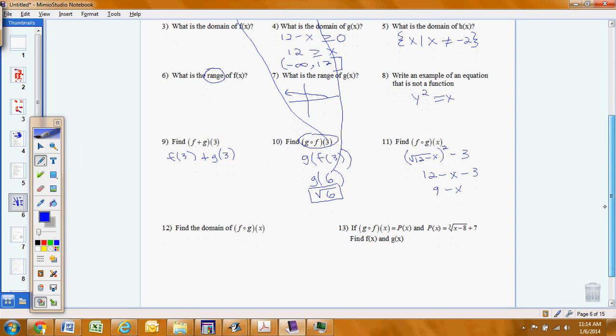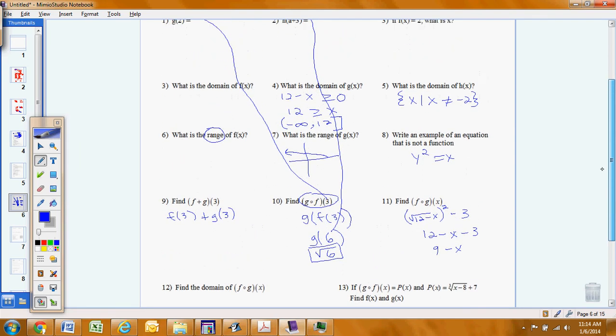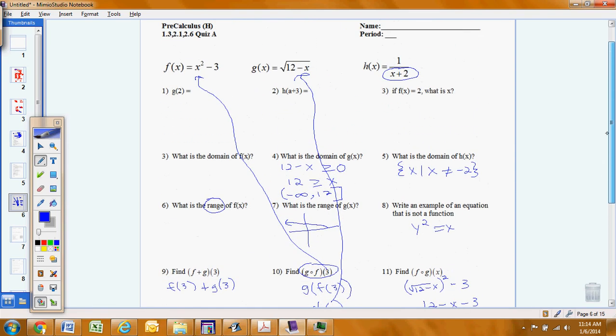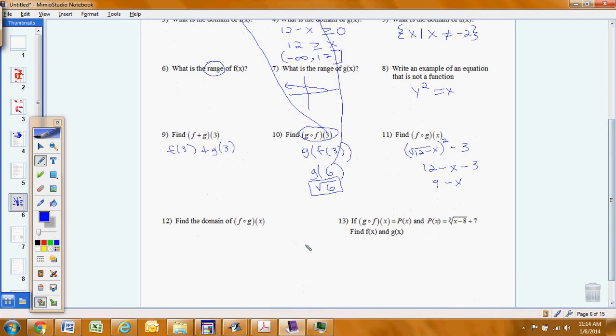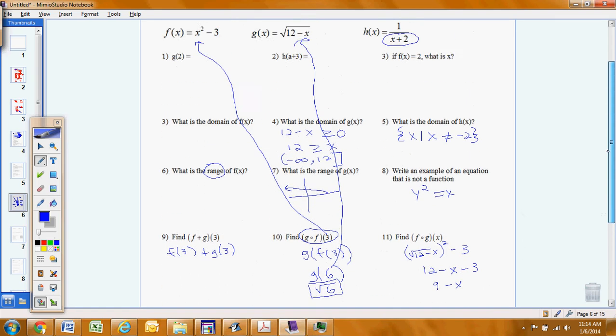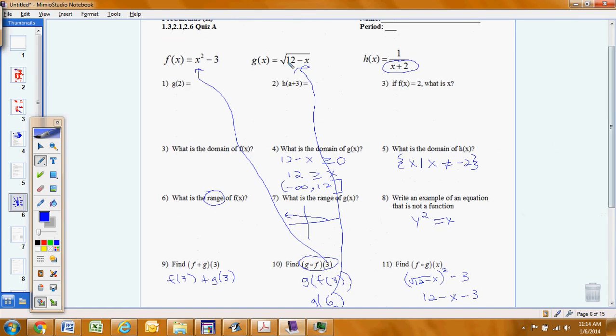Oh, find the domain of a composite function. One of my favorites, and that's also on that learning target there. To find the domain of a composite function, it must work in the first one. So it's got to work in g of x, because that's the first thing that's going to get done. The restrictions on g of x, we already found the domain of g of x, so that's starting the domain right there, negative infinity to 12.